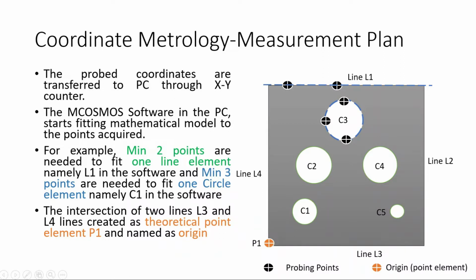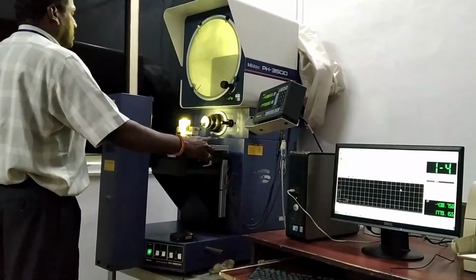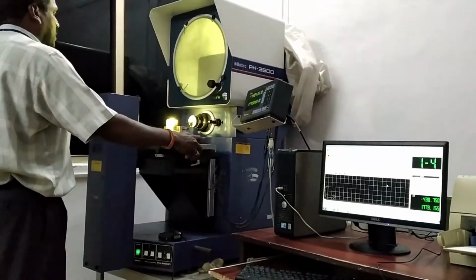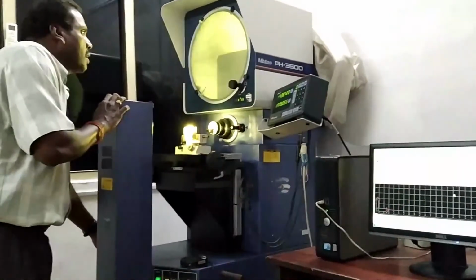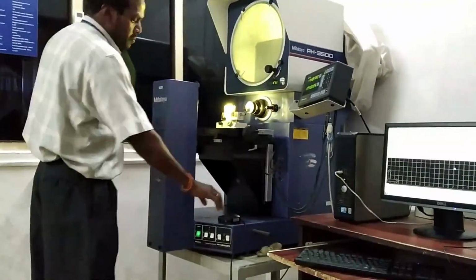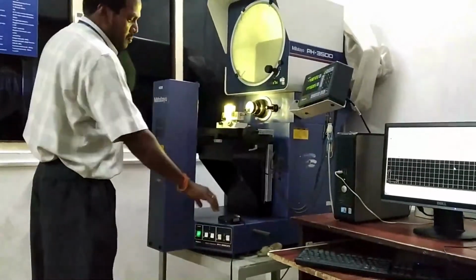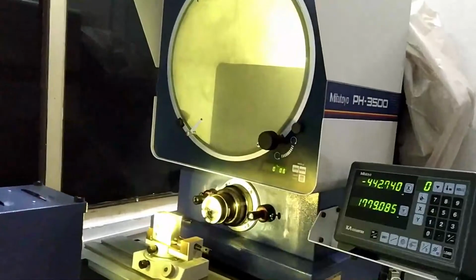Let us see the demo of how to measure the sample line element, the point element and the circle element in this video. Keep the job on the fixture, then zoom it perfectly so that the sharp edges are visible on the profile projector screen. Move the X and Y knob so that your crosswire just coincides with the surface of the edges. Then click the foot pedal button for recording that probing point.